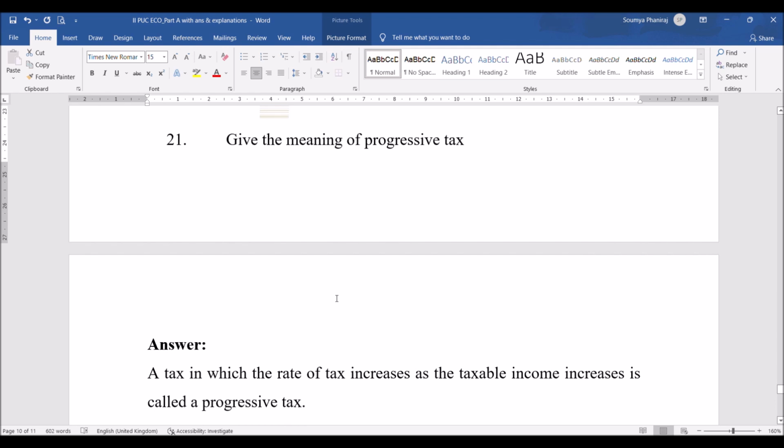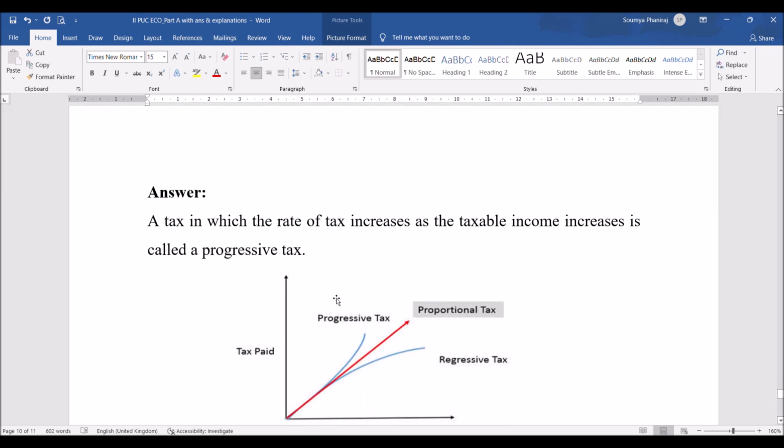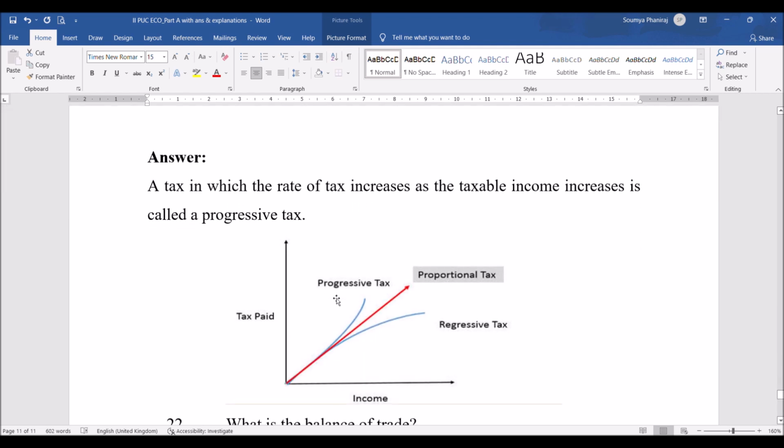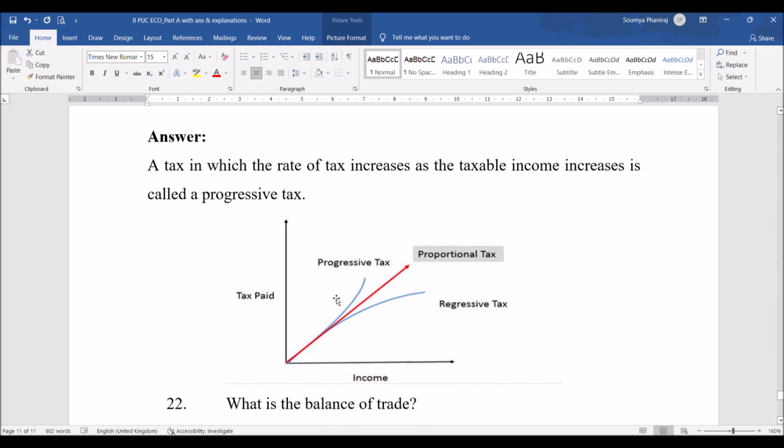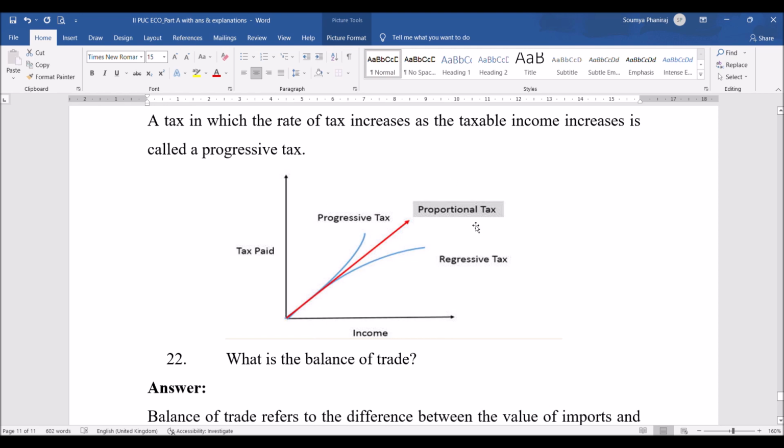The 21st question is the meaning of progressive tax. A tax in which the rate of tax increases as the taxable income increases is called a progressive tax. This is the depiction of progressive tax. There is another, the opposite of progressive tax, which is regressive tax. Income on one side, tax paid on the other side.